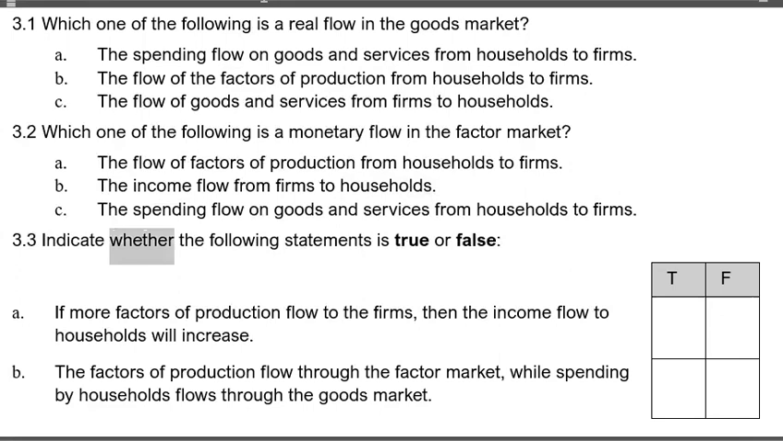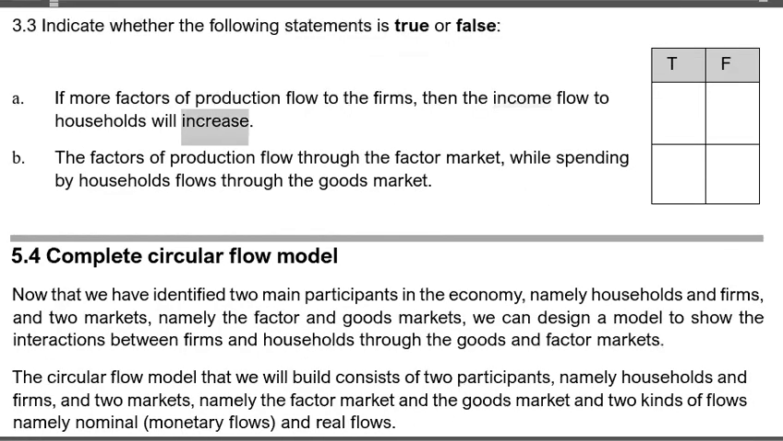3.3 Indicate whether the following statement is true or false. True or false: If more factors of production flow to the firms, then the income flow to households will increase. The factors of production flow through the factor market, while spending by households flows through the goods market.